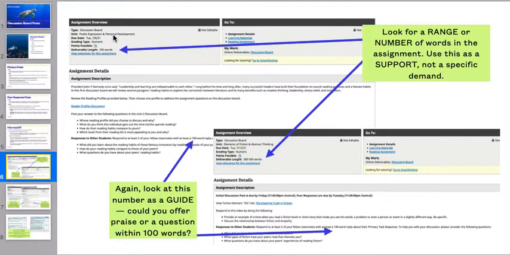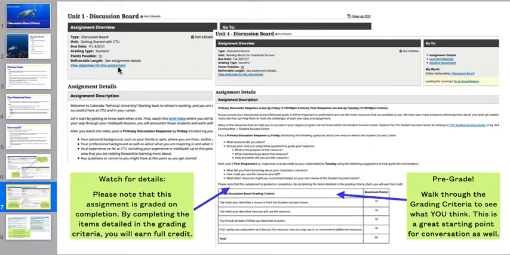Sometimes when we go to an assignment, it's going to have this little box and it's going to say, this is the type of assignment, this is the due date, and here is the word count. Sometimes, though, it's going to give us a range, like 300 to 500 words. What about when it doesn't? It says see assignment details. There are no numbers. However, here at the bottom it says, please note that this assignment is graded on completion. By completing the items detailed in the grading criteria, so see how it's part of that assignment, you will earn full credit. So there are two places to look.